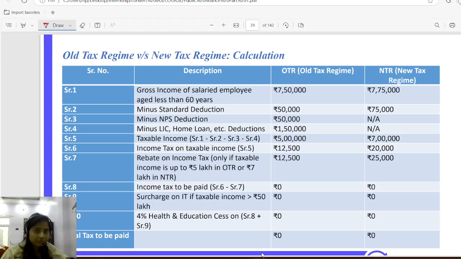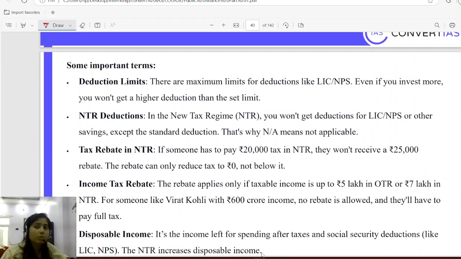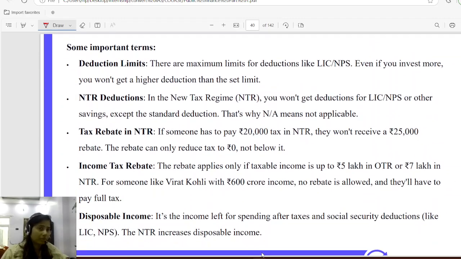There are different kinds of slabs. They get changed each year with the budget, so no need to learn these things. Try to focus on the 2025 budget only, and most of the questions will come from that one only.